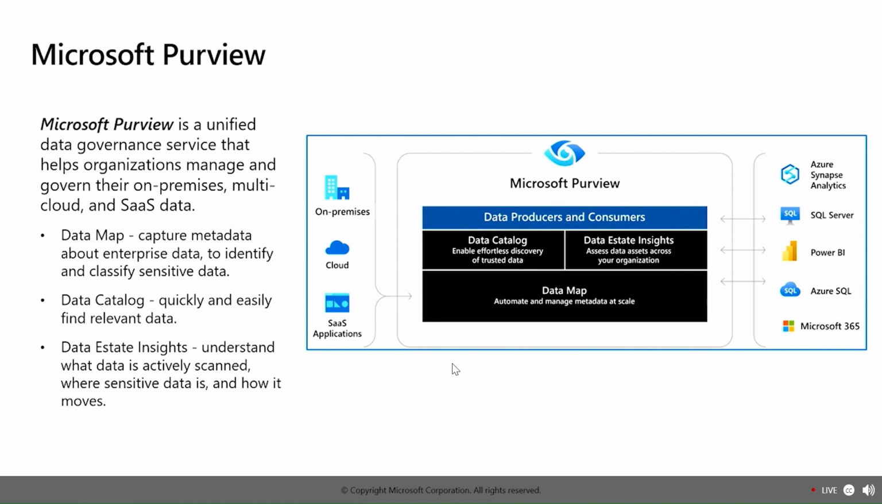Security administrators and data curators can secure and manage their data estates, and data consumers are empowered to find valuable, trustworthy data. You can do all of this by looking at data maps, which can help you by getting all the metadata about the enterprise data and identify and classify sensitive data. This data can then be catalogued and easily found when relevant information is searched for. The data estate insights give you a bird's eye view to understand what data is actively scanned, where the sensitive data is, and how it moves.